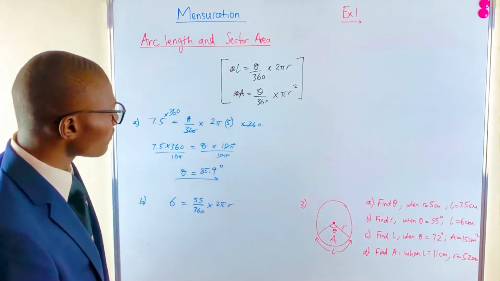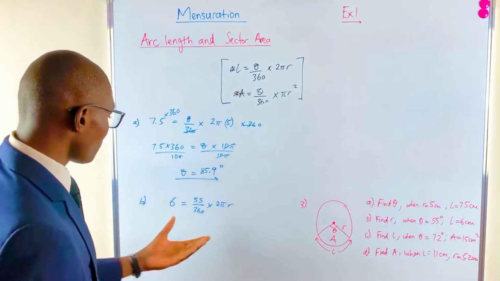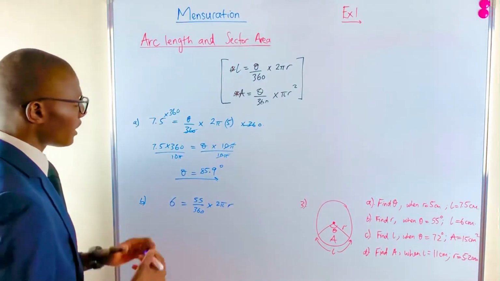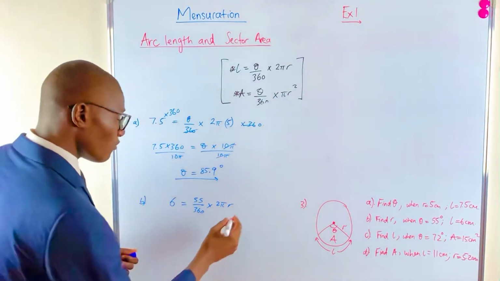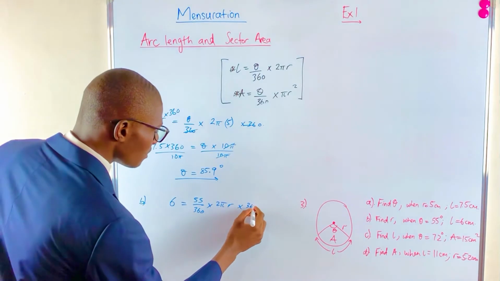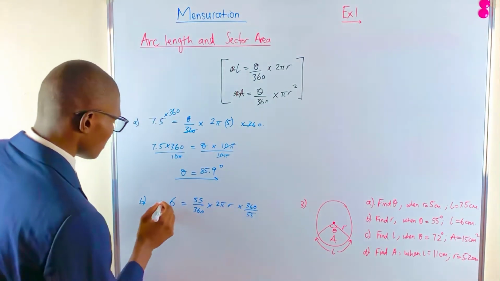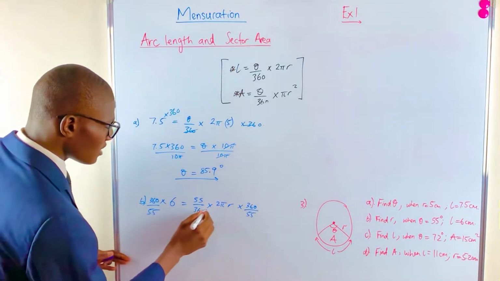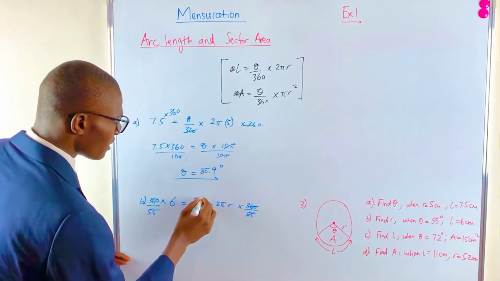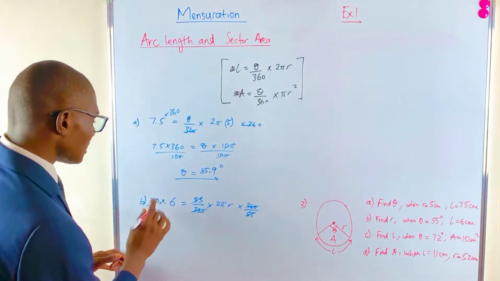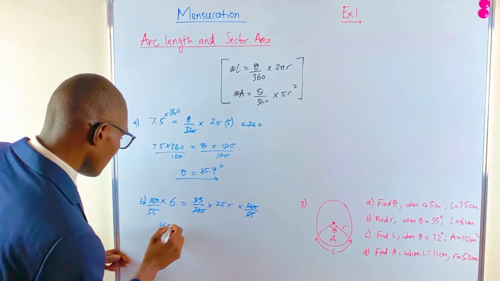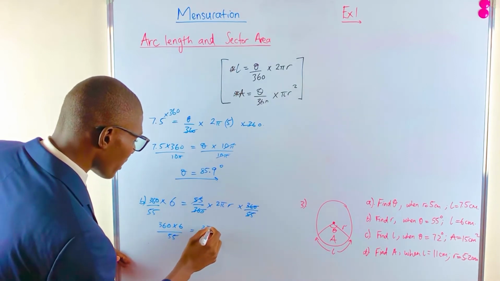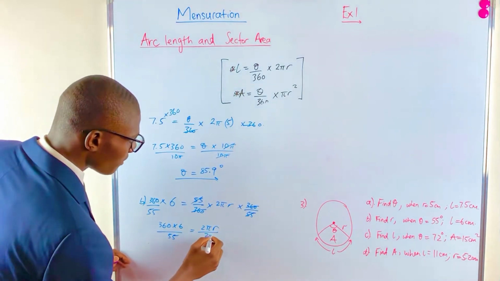Right? And we're required to find the radius r. So now we need to make r the subject of the formula. Now, how are we going to do this? If we multiply both sides by 360 over 55, then this and this will cancel, and that and that will cancel. We get 360 times 6 over 55 being equal to 2 pi r. Then we need to divide both sides by 2 pi.